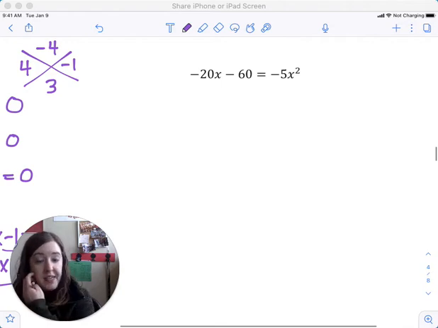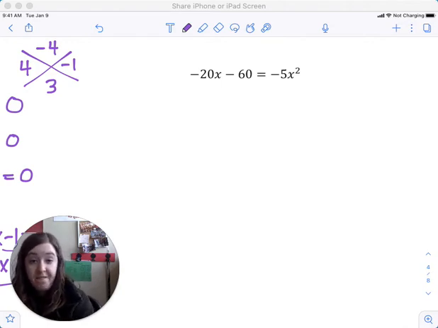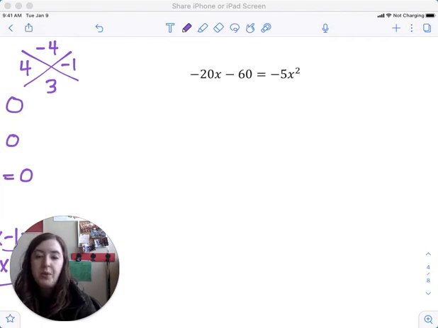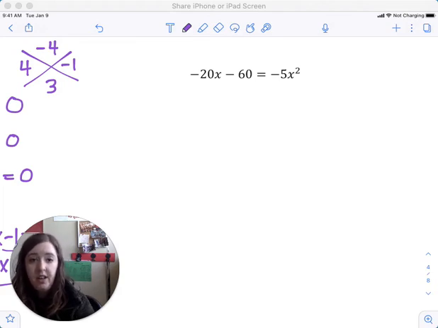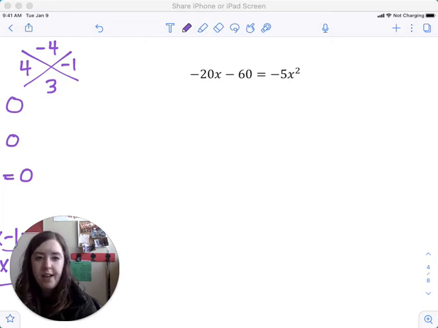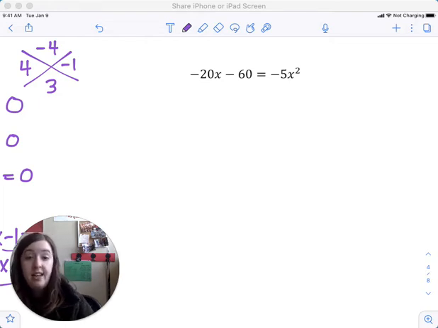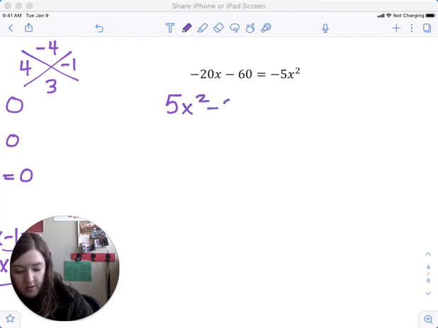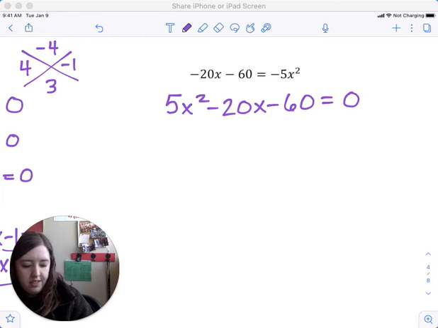Over here we have negative 20x minus 60 equals negative 5x squared. So remember, we want this equation to be equal to 0, and we want our x squared term to be positive. Now, right now, he's negative, right? So if we add 5x squared to both sides, that's going to make this term positive. And that also means this equation will be equal to 0.